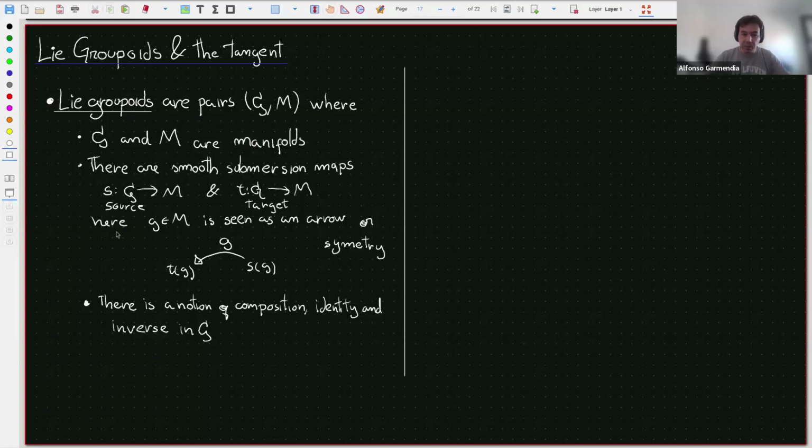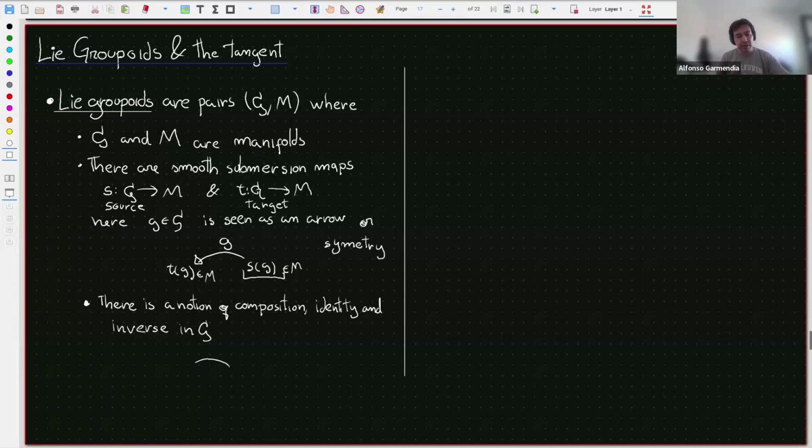And here we see an element, and I wrote it back. Here is G. It is seen as an arrow that goes from the source to the target, or a symmetry that goes from the source, that makes these two points that are in M symmetric or related. And there is a notion of composition, identity, and inverse of arrows.